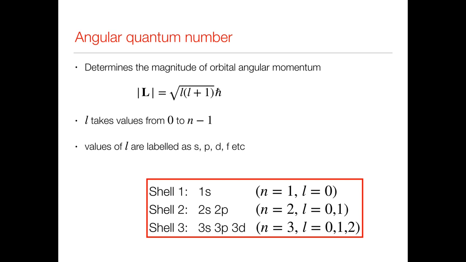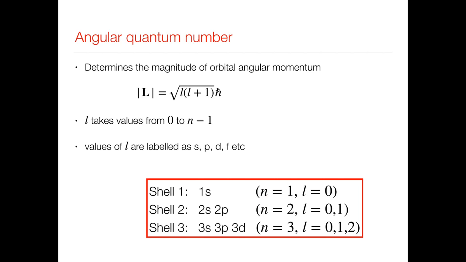And by convention, we tend to label the different values of L with S, P, D, and F. You're familiar with those from chemistry. So L is 0 is an S state. Okay. So if n is 1, this is the first shell. The only state we have available to us is the 1s state. And this is the n is 1, L is 0 set of quantum numbers.